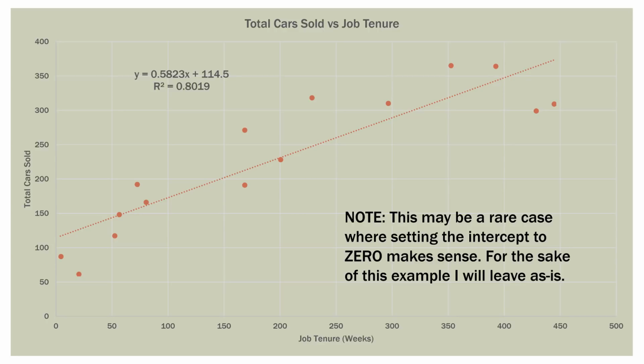Note, this may be a rare case where setting the intercept to 0 makes sense. If someone has not worked there at all, they have sold 0 cars. In most cases in regression, we don't really care about where the intercept is per se. But in this one, it might make good sense to actually set it to 0. However, for the sake of this example, I'm just going to leave it as is. I just wanted to point out the obvious fact that someone who has not worked there cannot sell any cars, and therefore the intercept would probably be more appropriate in real life at 0, 0. But again, we'll leave it as is for now.